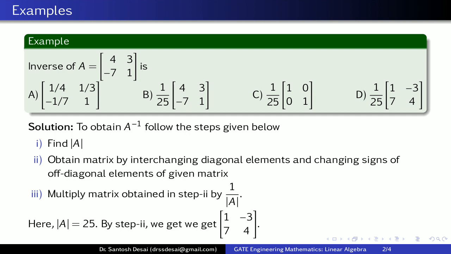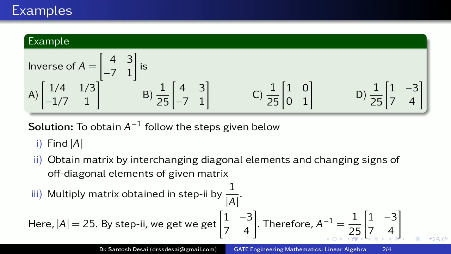And finally, multiply this matrix by 1 upon determinant of A, and therefore A inverse is equal to 1 upon 25 into first row 1, -3 and second row 7, 4. And therefore this is the required A inverse and therefore the correct option is D.